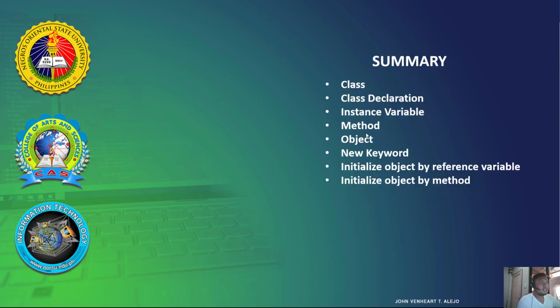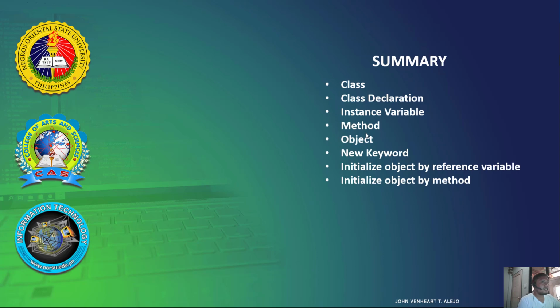First, we have to know what a class is, and we have to declare a class. Inside the class we have two parts, which are instance variables and methods. We will create instance variables and methods in this recording also. Once we establish our class, we can create an object. To create an object, we use the new keyword, and there are two ways of initializing an object: by reference variable and by method.